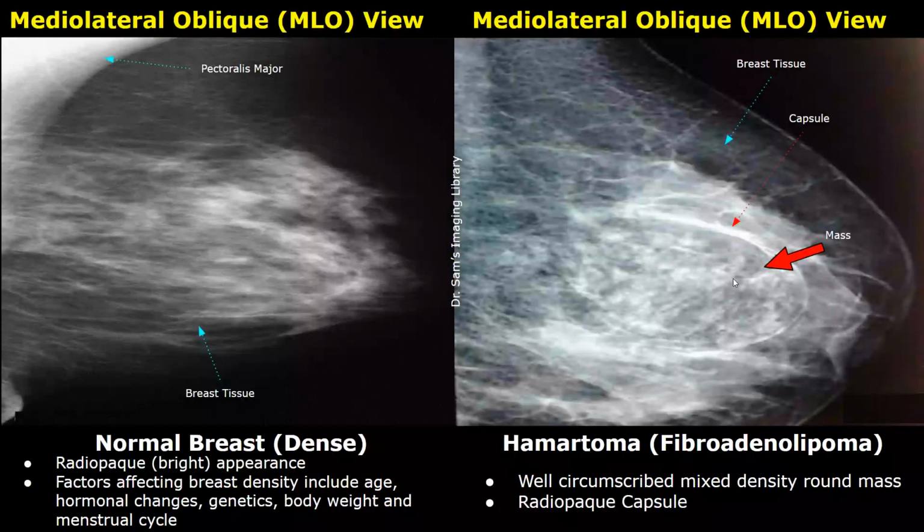Now we will compare the normal image of the breast with pathologies. The first pathology here is a hamartoma, which is also known as a fibroadenolipoma. It is a benign tumor of the breast. On mammography, it may appear as a well-circumscribed mixed-density round mass with a bright radio-opaque capsule.